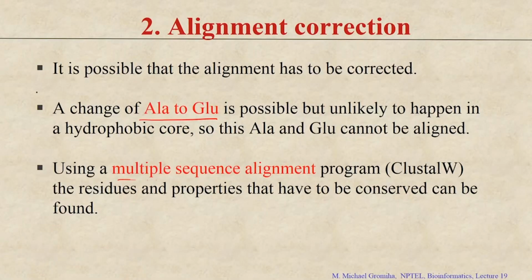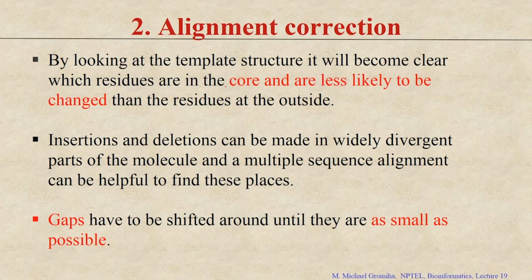Then you can use a multiple sequence alignment and check the conserved residues in your template, whether the conserved residues are properly aligned or not. If it is not properly aligned, you have to make the correction so that it is properly aligned. Then you can see the template and see whether the core residues, which are less likely to be changed, are aligned, because these are the very important residues, right, then the residues on the outside of the protein.